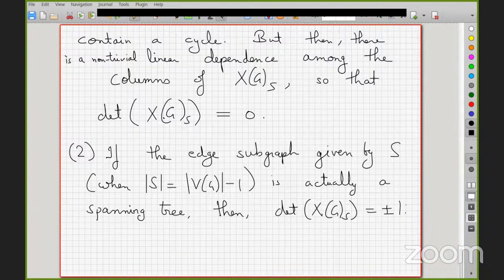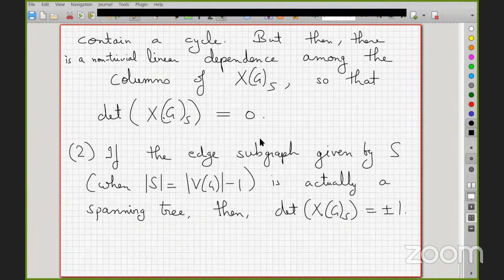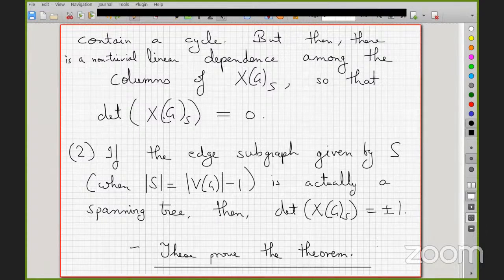So basically only the spanning trees could survive, and the spanning trees do survive with coefficient 1. So this proves the theorem. Okay. So now we have that the spanning tree polynomial is real stable, and therefore the edges have this negative dependence.